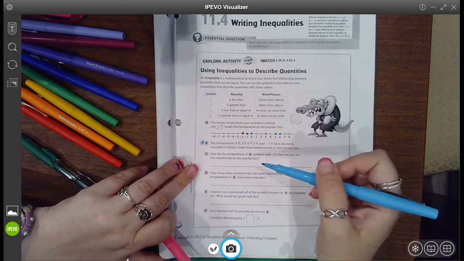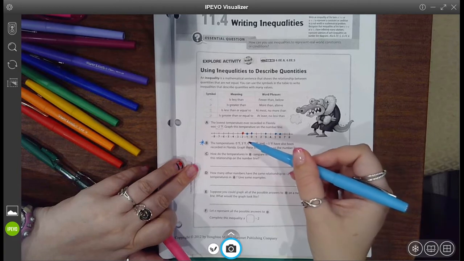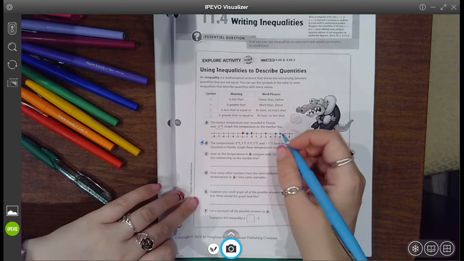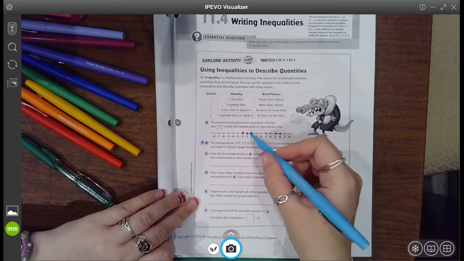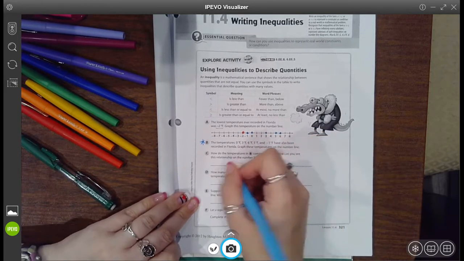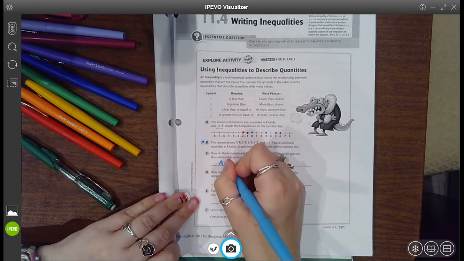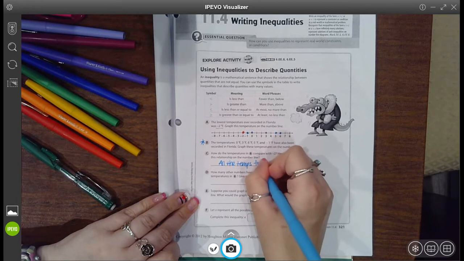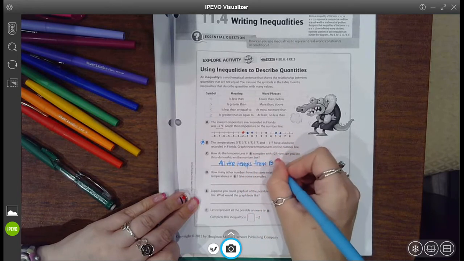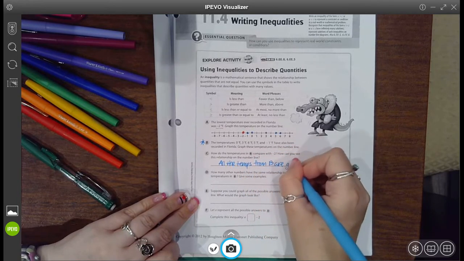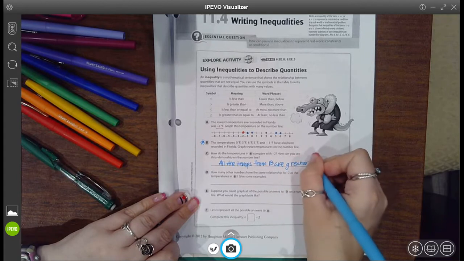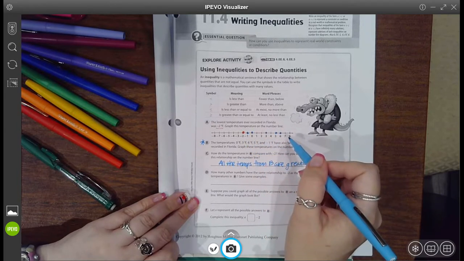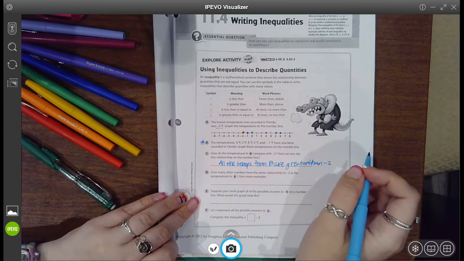The next one says, how do the temperatures in B compare to -2? How can you see this relationship on the number line? Okay, so all of these dots, how do they compare to -2? Well, all the temperatures from B are greater than -2. And notice how they're to the right of -2, and that's how you know that they're greater.